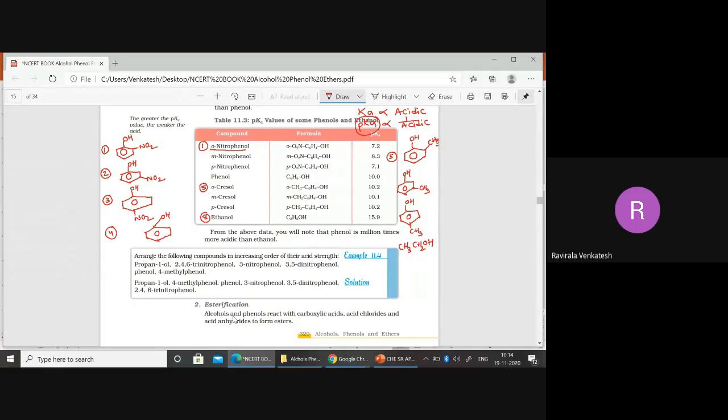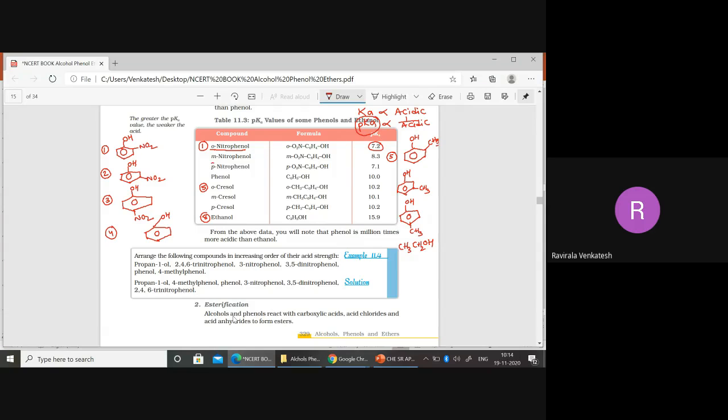Now tell me, which is having the highest acidic character among this box? Which one is having the highest acidic character? Nitrophenol. 7.2 is the lowest pKa. Therefore, it will have the highest acidic character. Orthonitrophenol is a stronger acid when you compare with metanitro and paranitro.